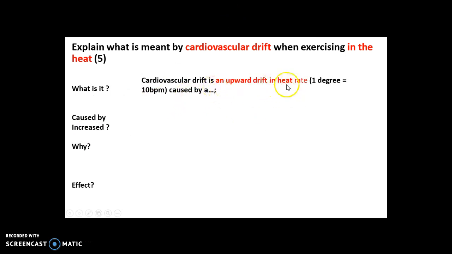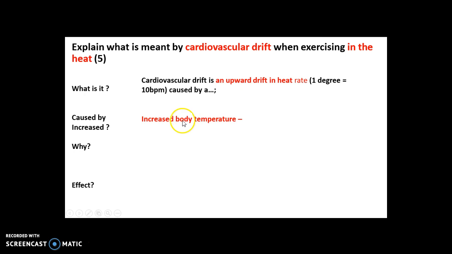So if we go from here then, what is it? Cardiovascular drift is an upward drift in heart rate, and for this upward drift in heart rate, a 1 degree increase in body temperature can lead to up to 10 beats per minute increase in heart rate. But what's it caused by? Most basically, if you can just know that it's described as an upward drift in heart rate, I'm sure we can get that bit. Then it's caused by this concept now.